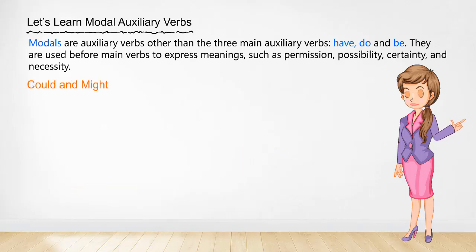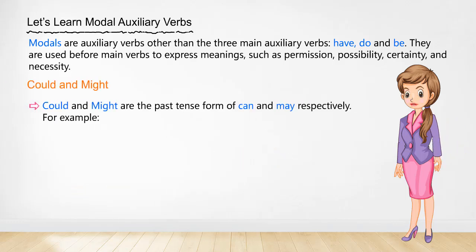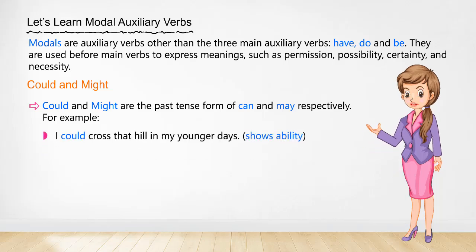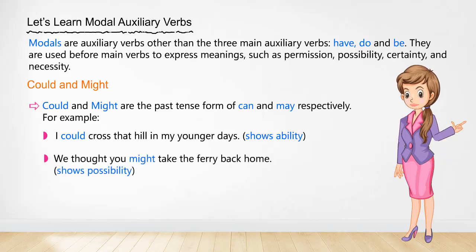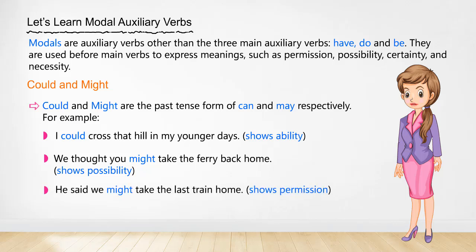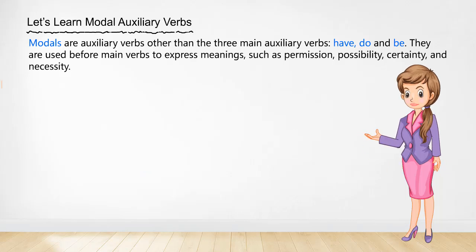Could and might. Could and might are the past tense forms of can and may, respectively. For example, I could cross that hill in my younger days shows ability. We thought you might take the ferry back home shows possibility. He said we might take the last train home shows permission.